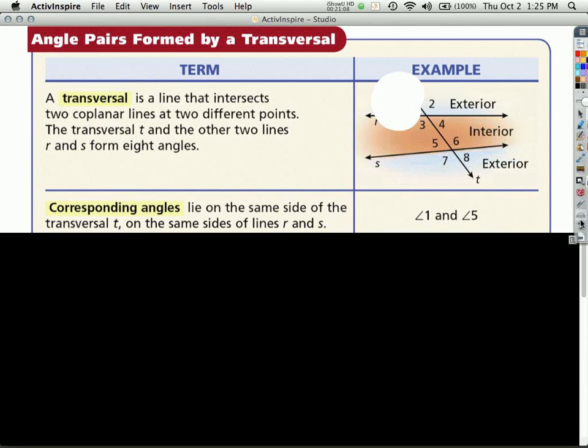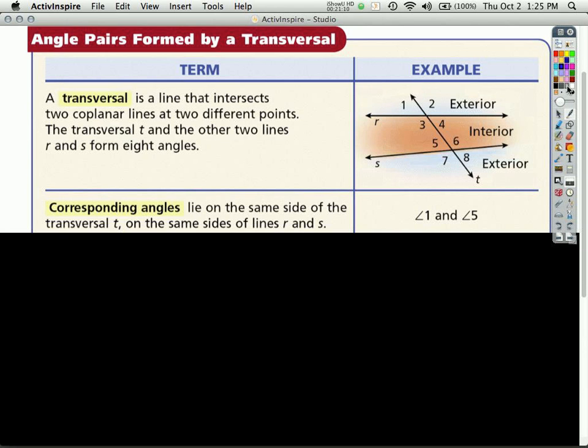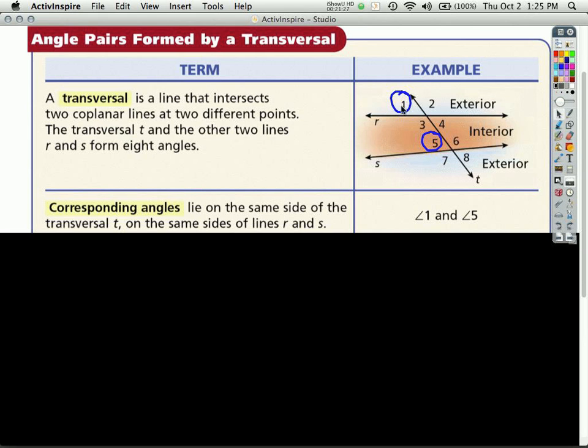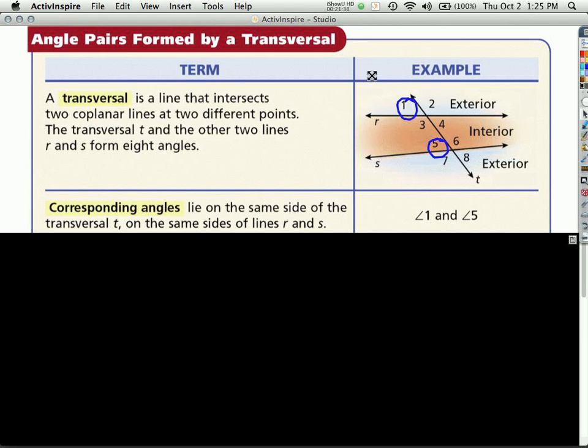Angle 1 and 5 are both on the left of the transversal, and they're both north of their respective lines. So they're both north. Okay? Those are corresponding angles. 3 and 7 are both on the left side of the transversal, and they're both south of their respective lines. So they are corresponding.